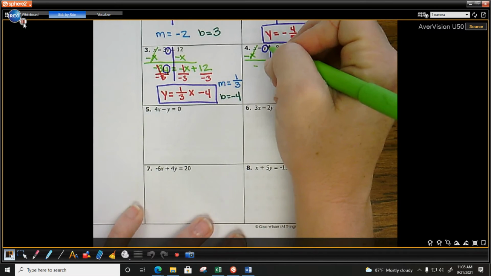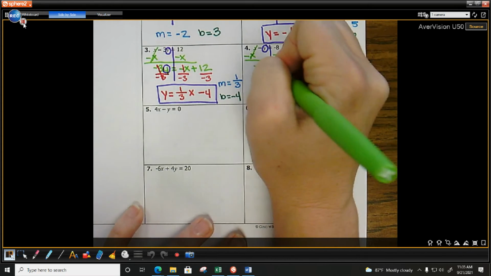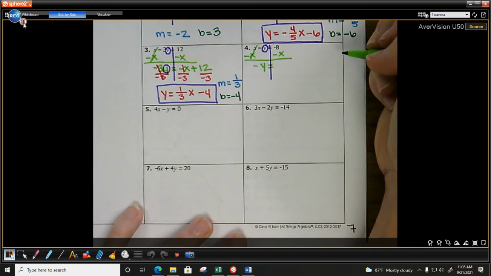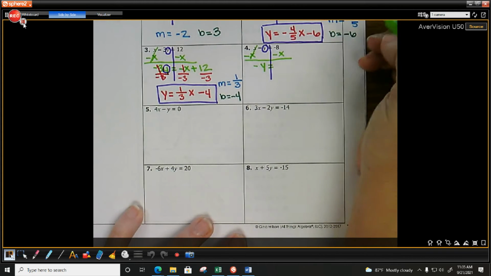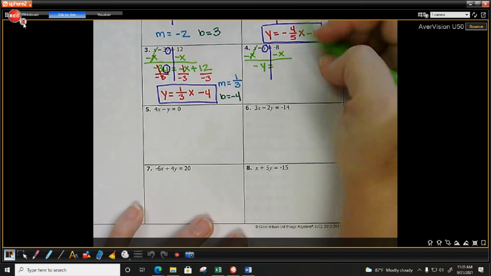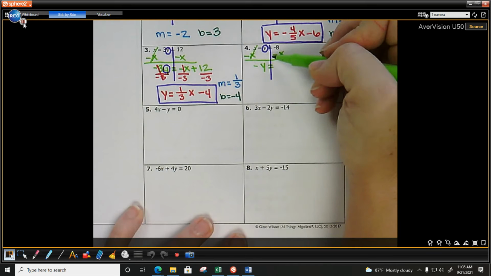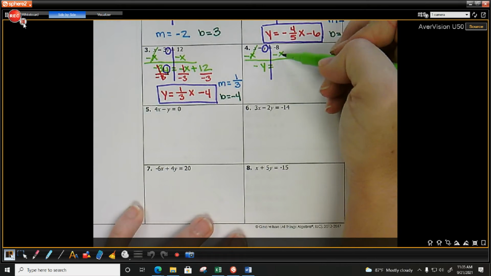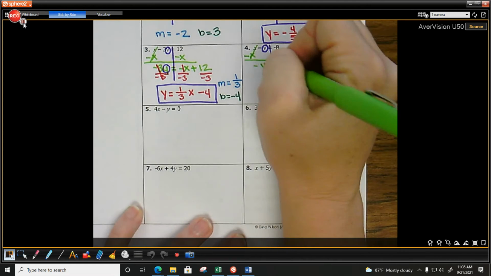Negative y. Very good. Equals, what am I going to write on the right side, Darren? X. What kind of x? Positive x. But what's in front of it? Negative. So it's a negative x. Then what's going to come next?